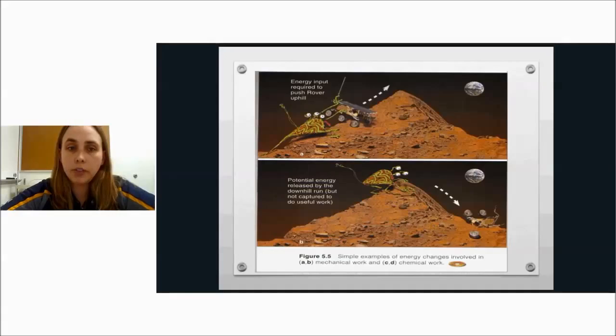So this is all of the energy required to push the rover up the hill on the top, and the potential energy released by the downhill run, but it's not captured by useful work. So that's without an enzyme. The alien pushing, working really hard without the enzyme.